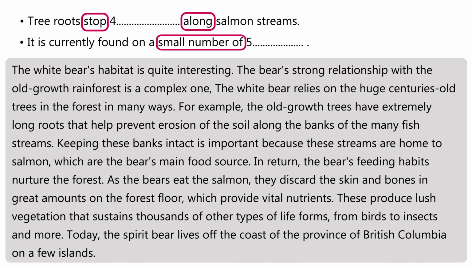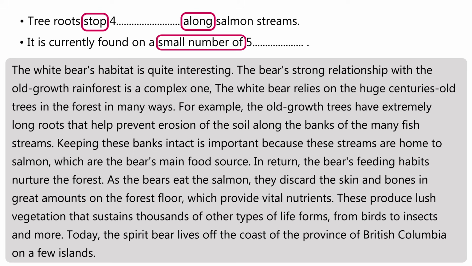The white bear's habitat is quite interesting. The bear's strong relationship with the old-growth rainforest is a complex one. The white bear relies on the huge centuries-old trees in the forest in many ways.